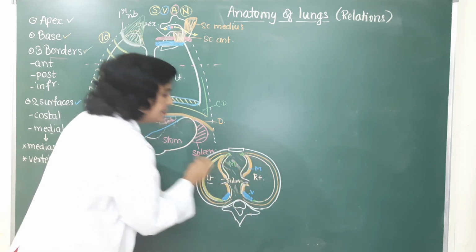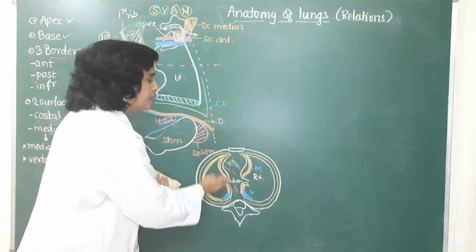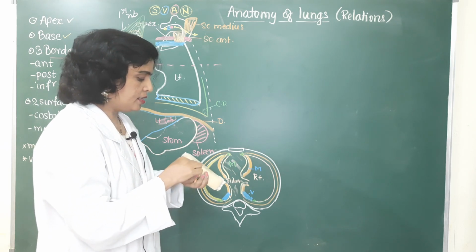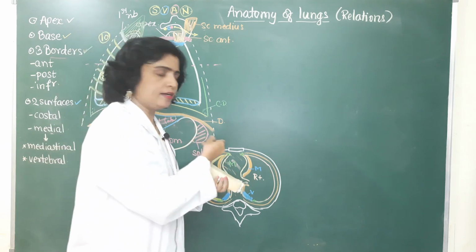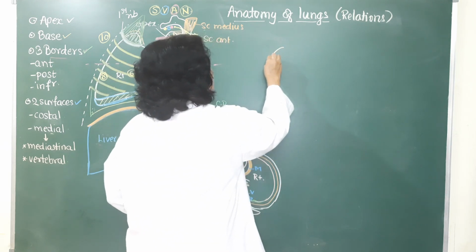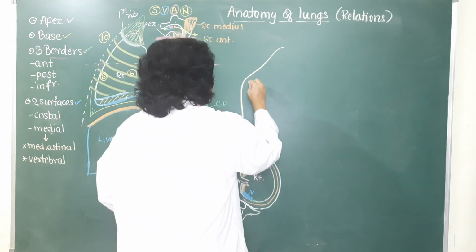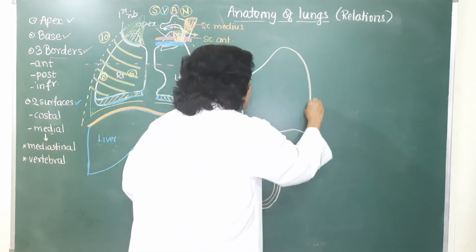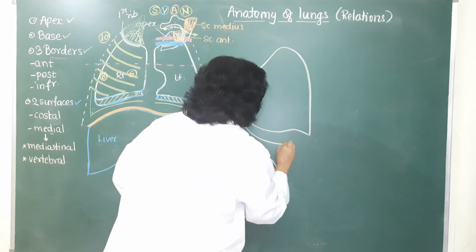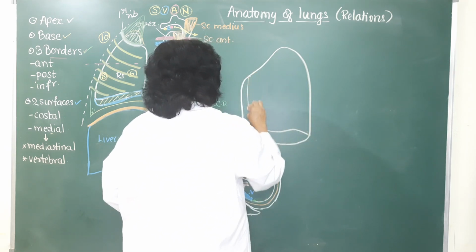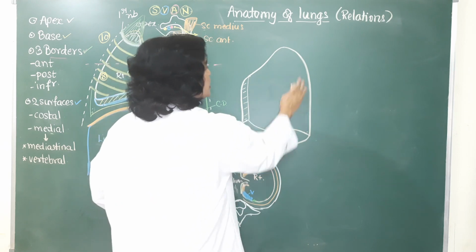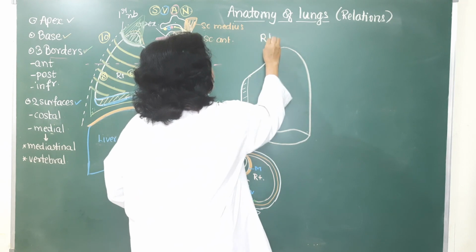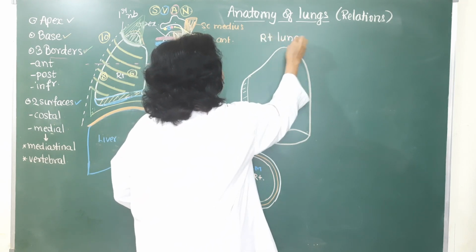Coming to the mediastinal part. For the mediastinal part, the relations on the right and left lungs are totally different. So first I will draw here the diagram of the right lung showing the mediastinal surface. Suppose this is the right lung. Here this is the inferior border of the right lung. Suppose this is the costal surface. Okay, now here this is the mediastinal surface of the right lung.